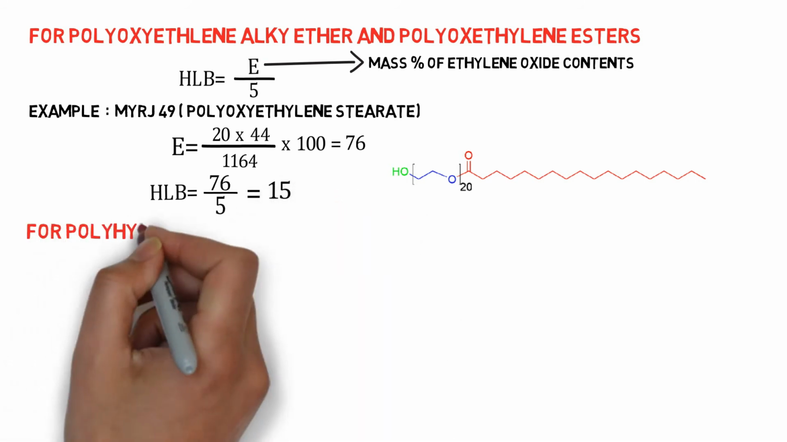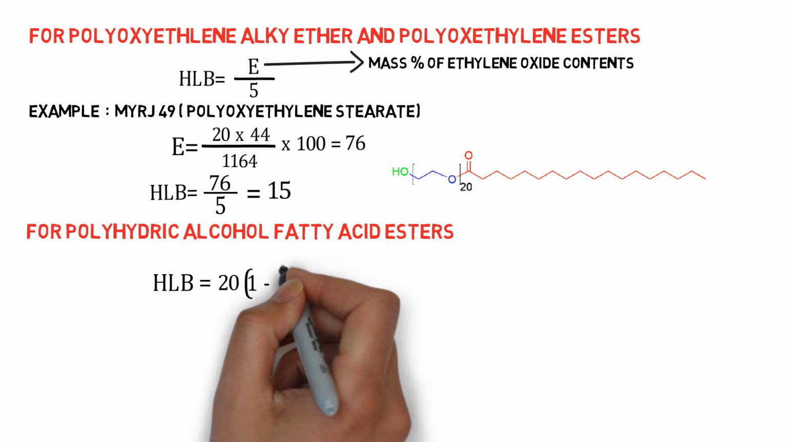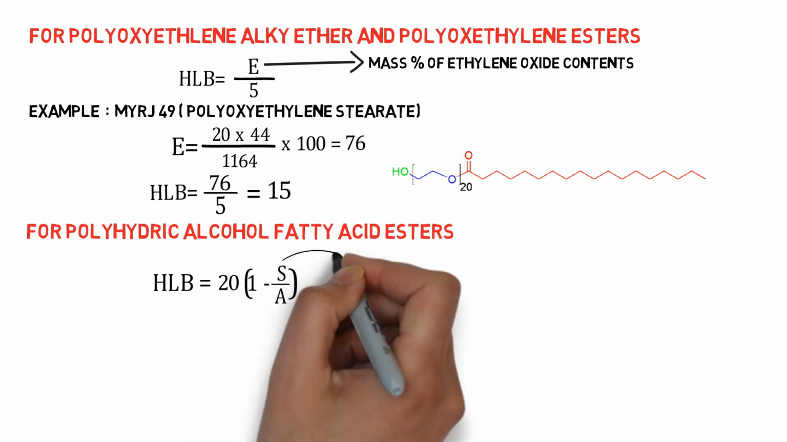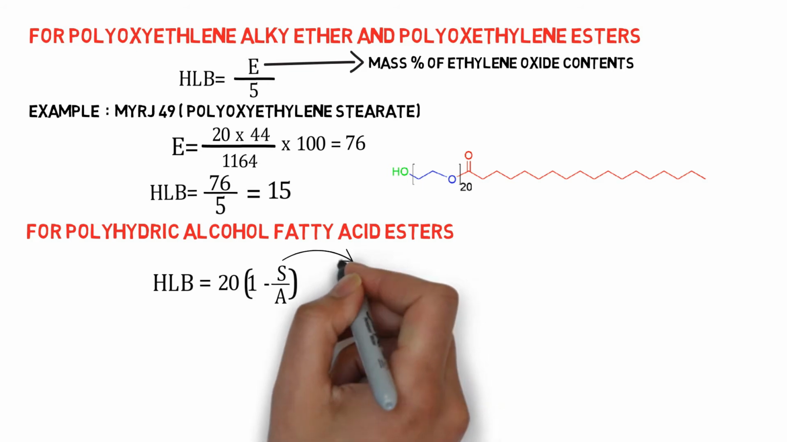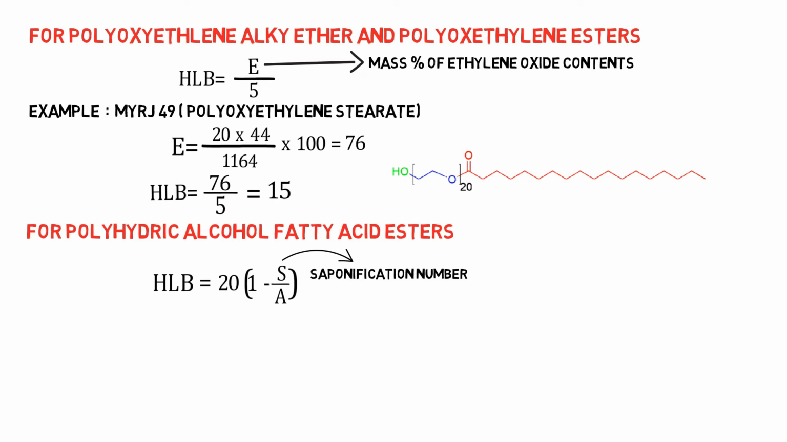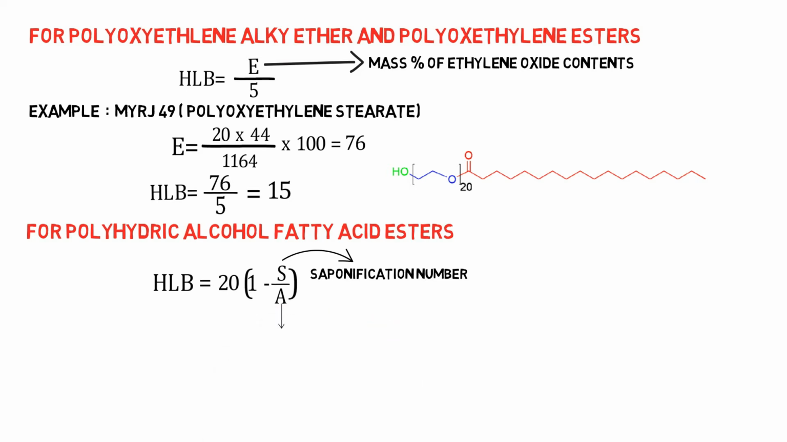For calculating HLB of polyhydric alcohol ester, the following formula is applied. In this formula, S stands for saponification number. It is defined as the amount of potassium hydroxide in milligram required to saponify 1 gram of fat. If you want to know more about saponification and saponification number, then see my short video on this topic. The link of the video has been given in the description.